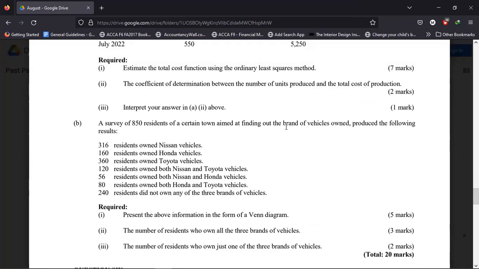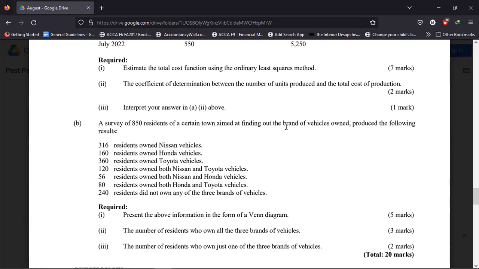A survey of 850 residents of a certain town aimed at finding out the brand of vehicle owned produced the following result. 316 residents own Nissan vehicles, 160 residents own Honda vehicles, 360 residents own Toyota vehicles, 120 residents own both Nissan and Toyota vehicles, 56 residents own both Nissan and Honda vehicles.